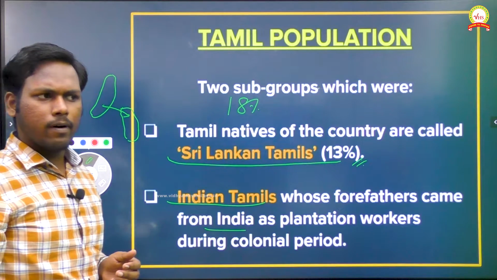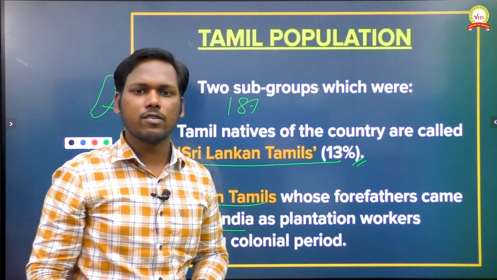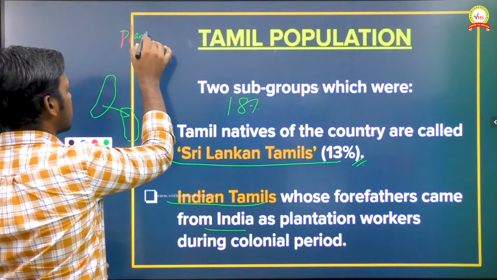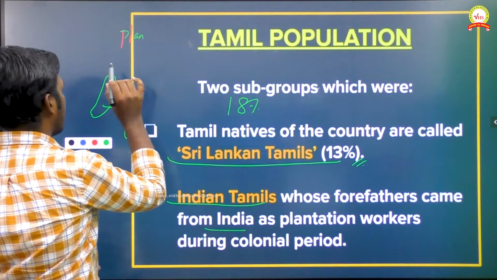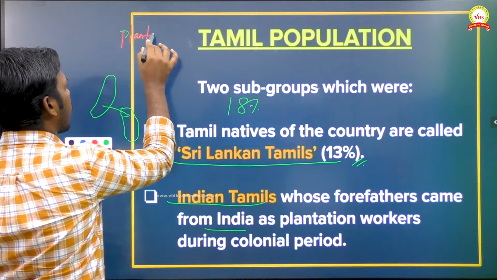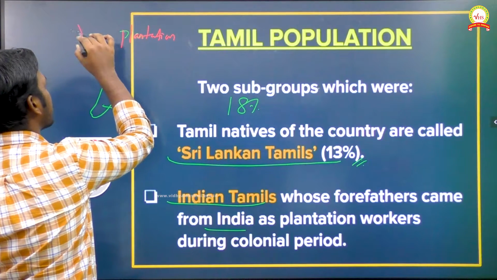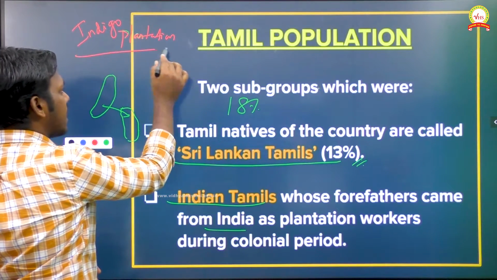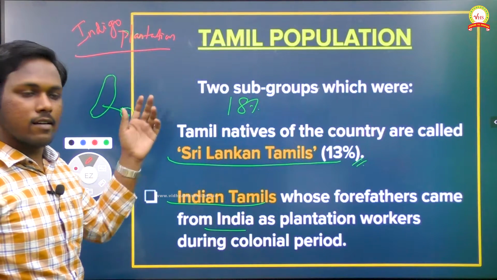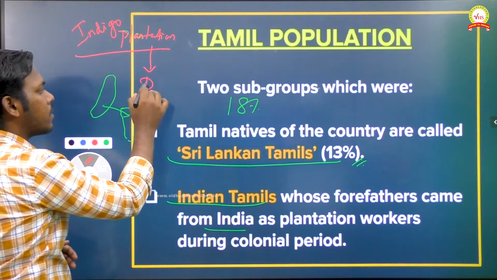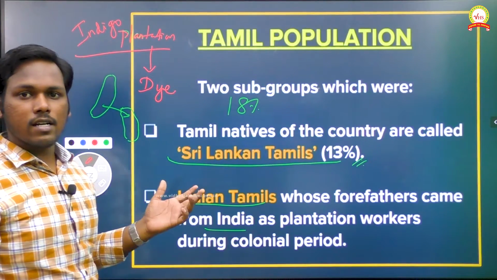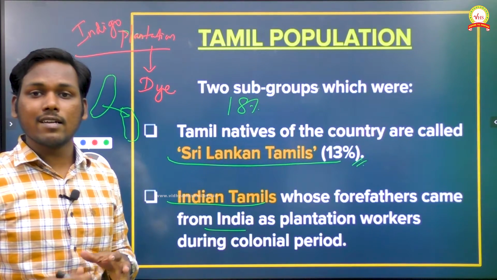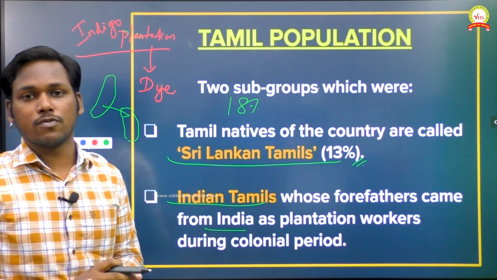I hope you might have known about plantation, right? Plantation here is nothing but indigo plantation. Indigo plantation was done in order to create a dye. In order to create dye, the Britishers made use of Sri Lankans as well as Indians. Many other people were utilized for this work in order to create dye. At that time, it was a very famous business for them.